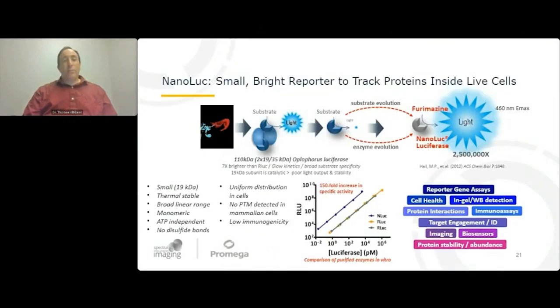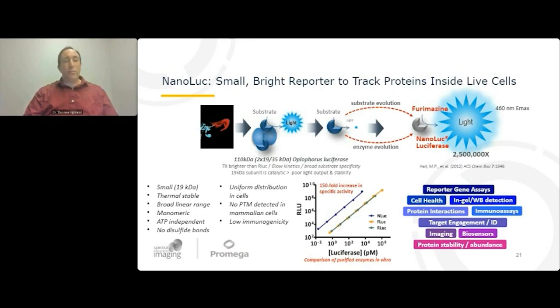So I want to start this part with discussing the properties of NanoLuc. So NanoLuc is a luciferase that was developed from a deep sea shrimp. The original luciferase was called Oplophorus. It was an AB tetramer that does generate quite bright light, but it had a bunch of properties that were not ideal for use in mammalian cells. So there were many rounds of evolution that were done, and also a bunch of chemistry that was done on the substrate to generate what we now have as NanoLuc luciferase and a new substrate, which is called furimazine. And this is a monomeric species.